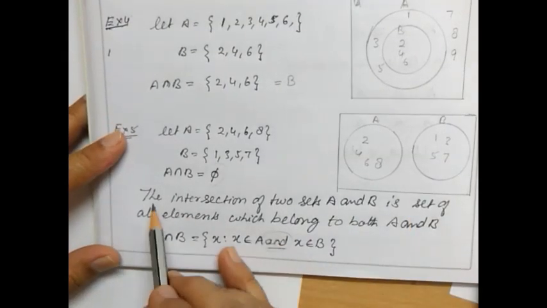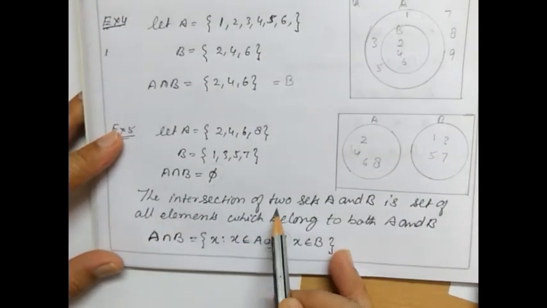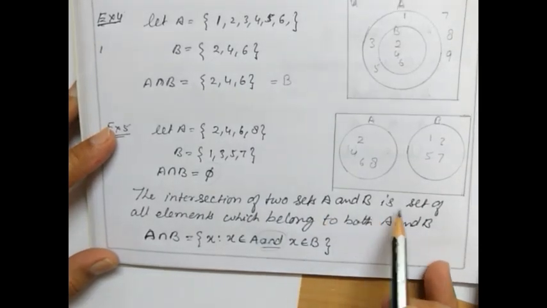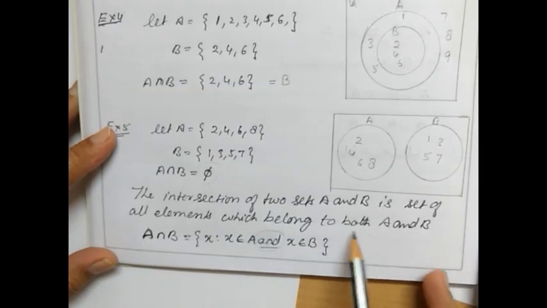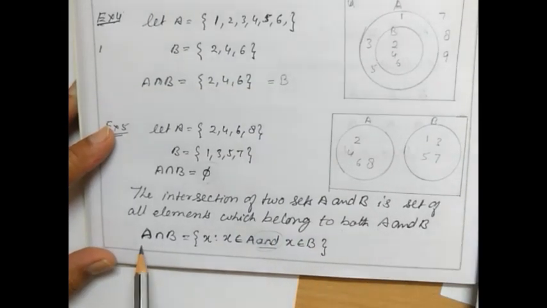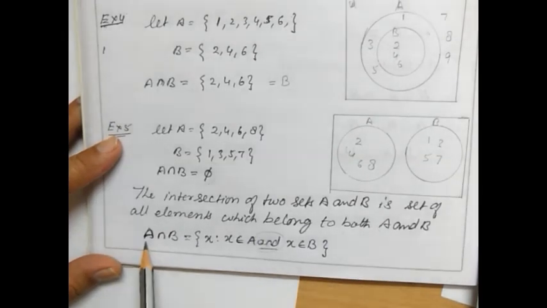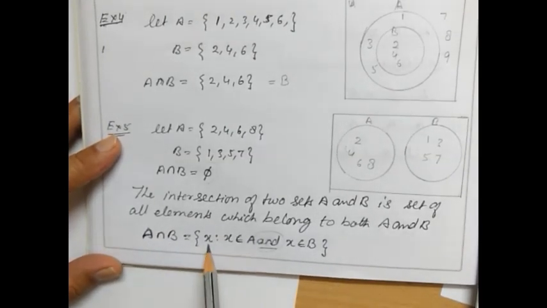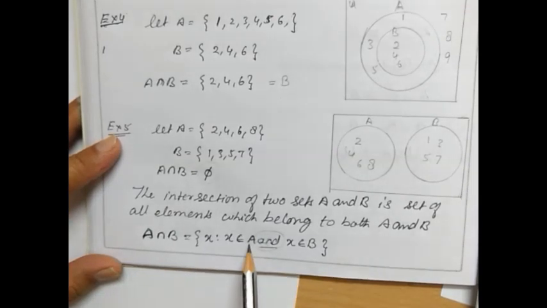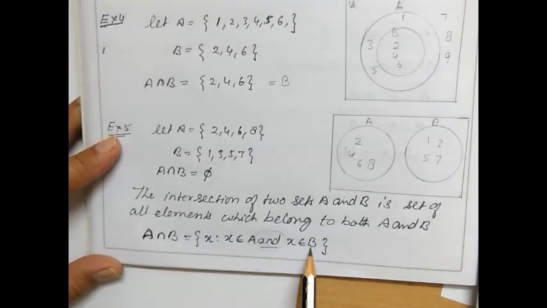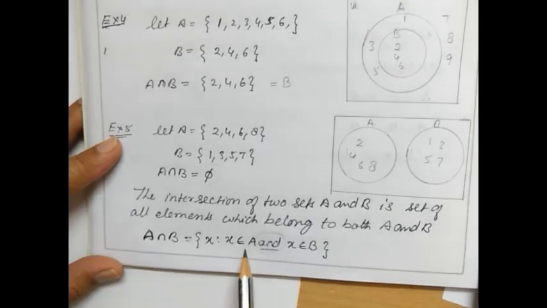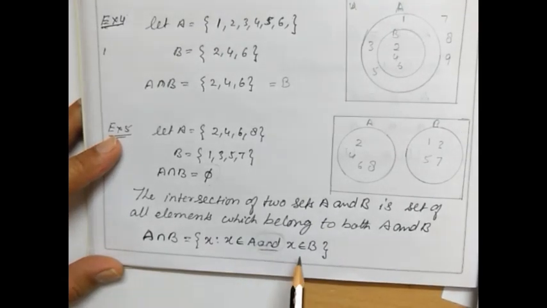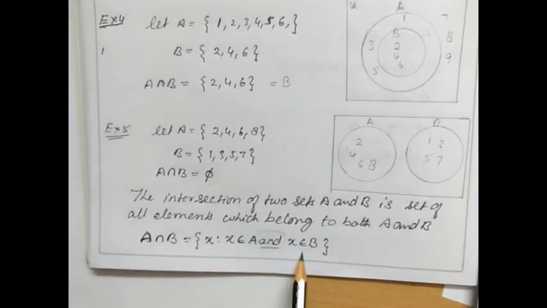And now we can define this. The intersection of two sets A and B is the set of all elements which belong to both A and B. This will be written symbolically like this: A intersection B equals the set of X such that X belongs to A and X belongs to B. So when you say that X belongs to A and, when the word and comes, we are talking about the intersection of the two given sets. I hope this is clear.